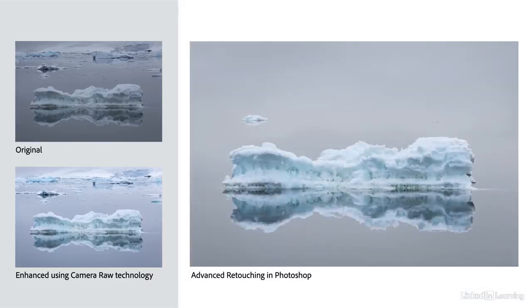Let's take a look at a few examples of when you would want to use Photoshop to continue editing. So here we have the original and the enhanced image using the Camera Raw technology. But if I want to remove distracting elements or combine multiple images or remove objects and backgrounds, then I would definitely want to do that in Photoshop.